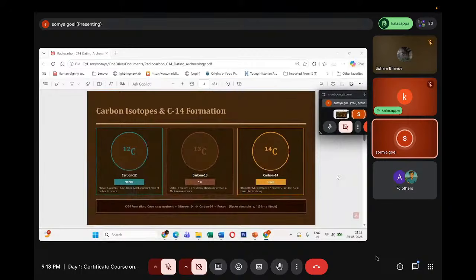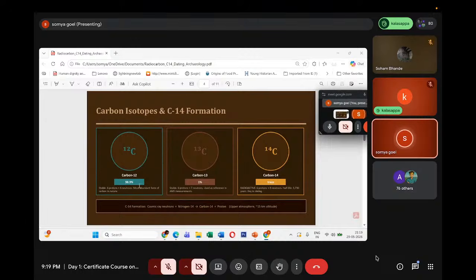They come in different forms, which are called isotopes, which are chemically identical, but they differ in the number of neutrons in their nucleus. Based on this, we have three: carbon 12, carbon 13, and carbon 14. Carbon 12 is the most common one, making up about 98.9% of all carbon. Then we have carbon 13, C13, which makes up about 1% of the entire carbon, and the remaining, a very tiny trace amount, is carbon 14.